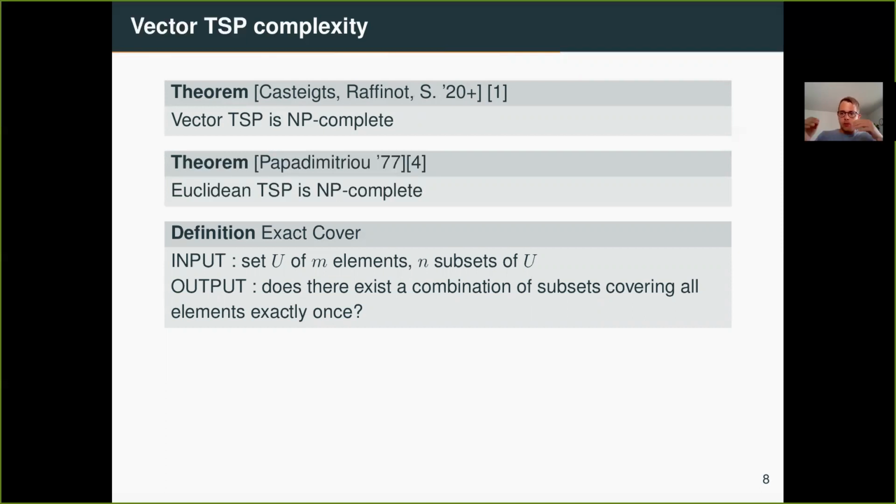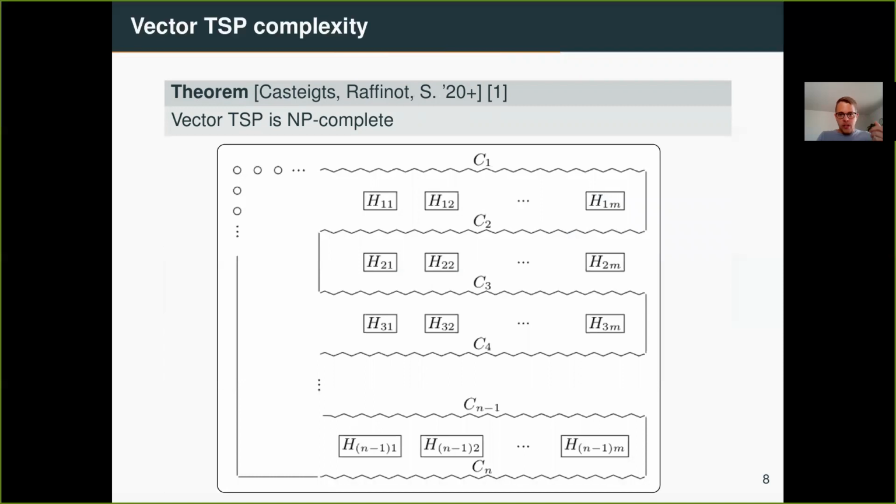So exact cover is: you have some universe of elements, and you have some subsets of this universe. And so the question is, does there exist a combination of these subsets that cover each element in the universe exactly once? And so here is the proof. It's quite complicated, and I will definitely not go over it completely because I simply don't have the time. But if you want to take away at least one intuition, then it might be this one.